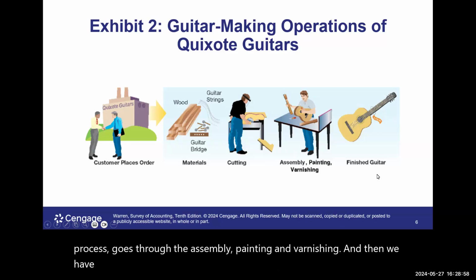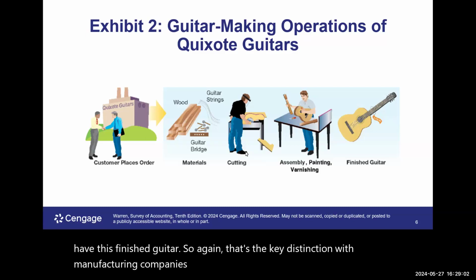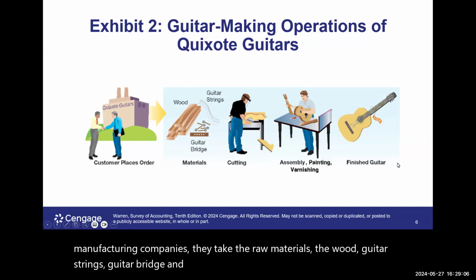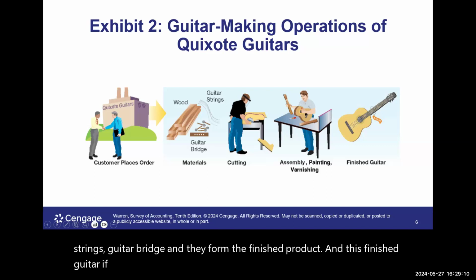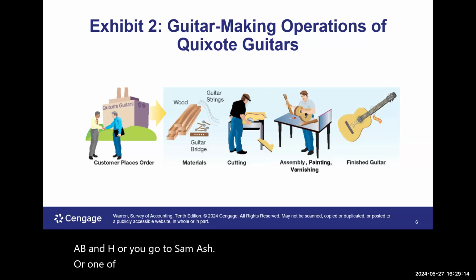finished guitar. So again, that's the key distinction with manufacturing companies. They take the raw materials, the wood, guitar strings, guitar bridge, and they form the finished product. And this finished guitar, if you go to a B&H or you go to Sam Ash or one of these companies, the retailer, have the finished product from the manufacturer.